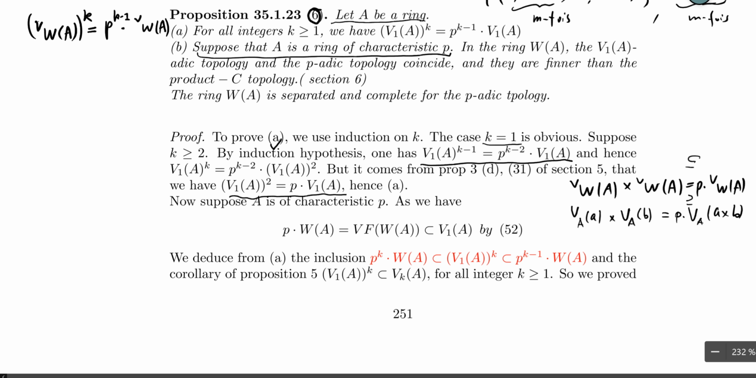What can this bring us? What information can this bring us? Statement B tells us, suppose that A is a ring with characteristic p, in the ring WA the V1-adic topology and the p-adic topology coincide, and they are finer.